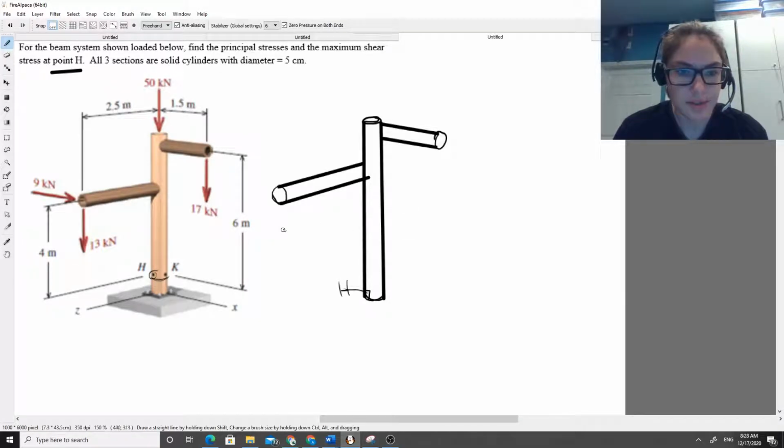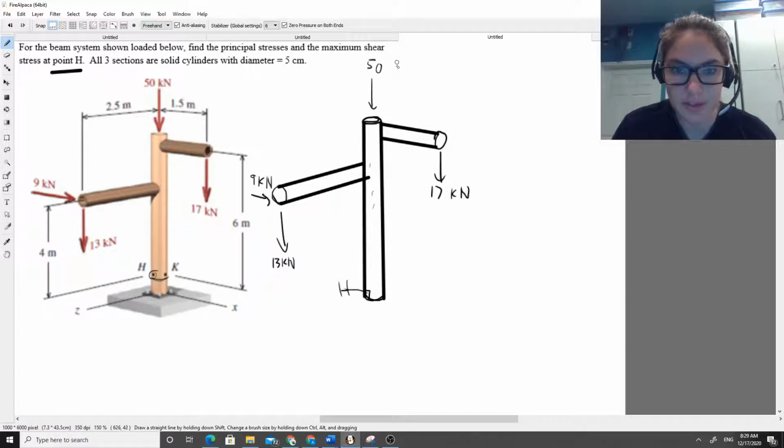And we have a bunch of these forces here. We have a force that's coming straight down, that's going to be 13 kilonewtons. A force that's coming straight to the right, which is going to be 9 kilonewtons. A force that's coming straight down here, that's going to be 17 kilonewtons. And a force that's coming straight down in the longitudinal direction of this pipe, 50 kilonewtons. And I believe those are our only four forces.